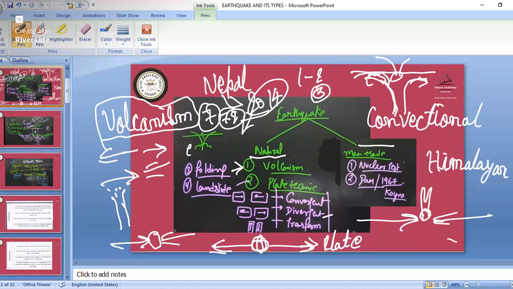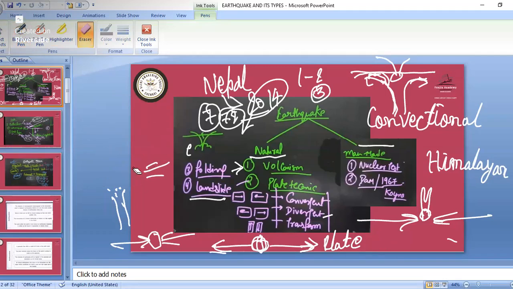Because of this higher magnitude, we felt the earthquake in the India part also. Then we have the landslide. Suppose we have landforms, such as mountains, and some big boulders are falling down.